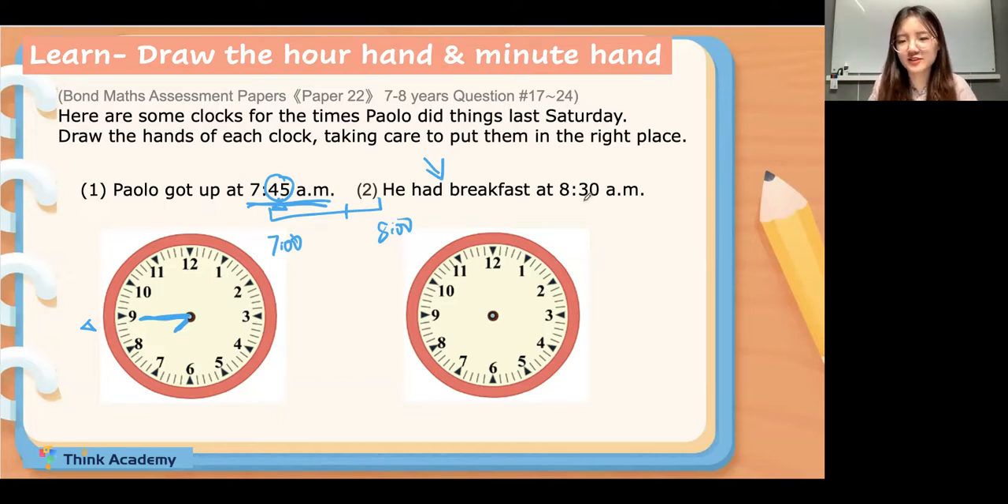Polo had breakfast at 8:30 a.m. So I will draw the hour hand firstly. For 8, okay, everyone, can I just draw the hour hand here, pointing to 8? Is it right? Y for yes, N for no. Can I draw the hour hand and make it point to 8? No, because 8:30 will be between 8 o'clock and 9 o'clock, right?